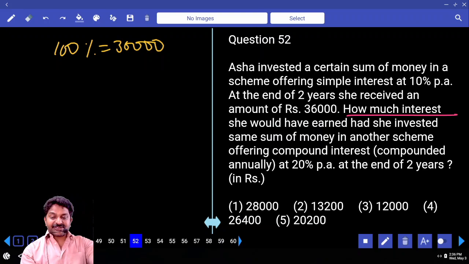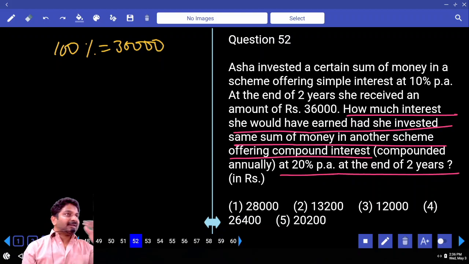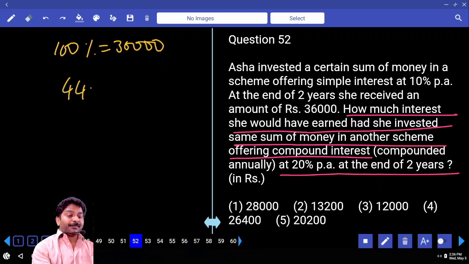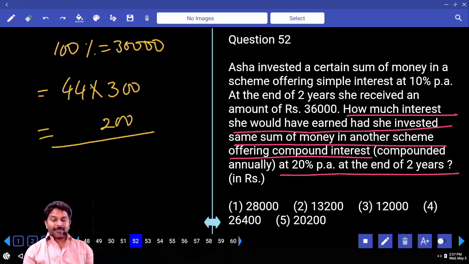How much interest would she have earned had she invested the same sum of money in another scheme offering compound interest at 20% per annum at the end of 2 years? We were asked to calculate only compound interest for 2 years at 20% per annum. 44%, in the sense 44 into 1%, which is 300 only. The answer must end with 200 and should be a multiple of 11.